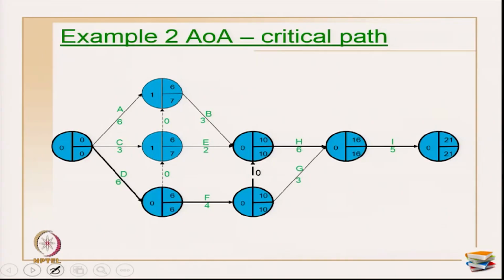Now, let us show the AOA representation again. So, now the critical path, as I told you, G is not on the critical path. So, the critical path is D, F, H and I along with the dummy in the middle. Okay. And the duration for this particular project is 21 units of time. That is how the critical path calculations are done.